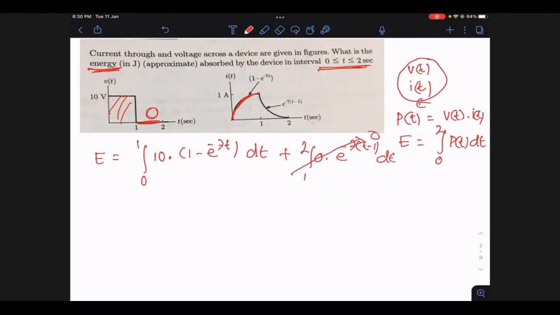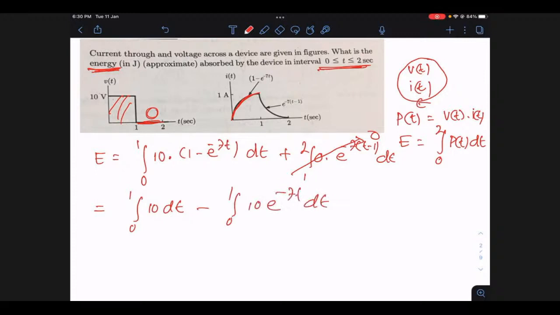So the first integration. Anyone, what is the answer? Anybody solved it? Tell me what is the answer. Now if you simplify this, it is the integration from 0 to 1 of 10 dt minus the integration from 0 to 1 of 10 into e raised to power minus 7t, dt.